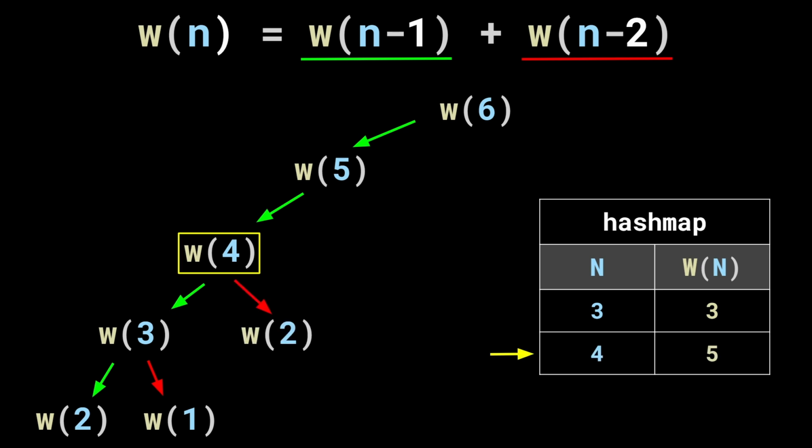And we do that for every intermediate result, so that when we need that value, we can just look inside the hash map and find it.